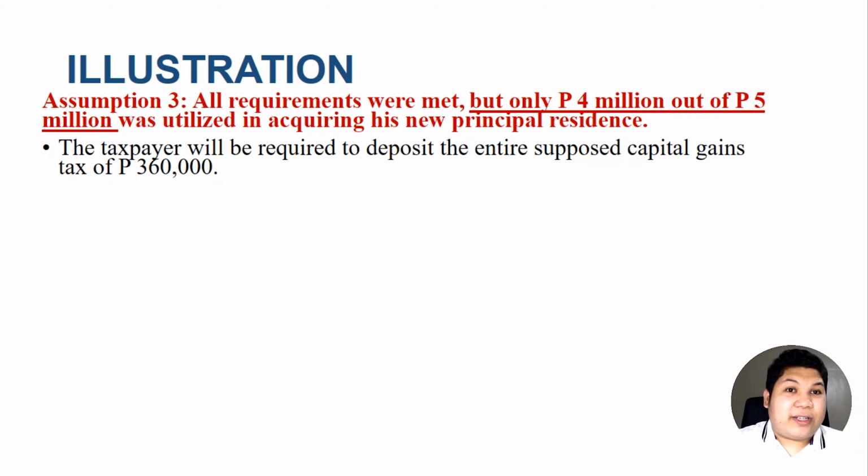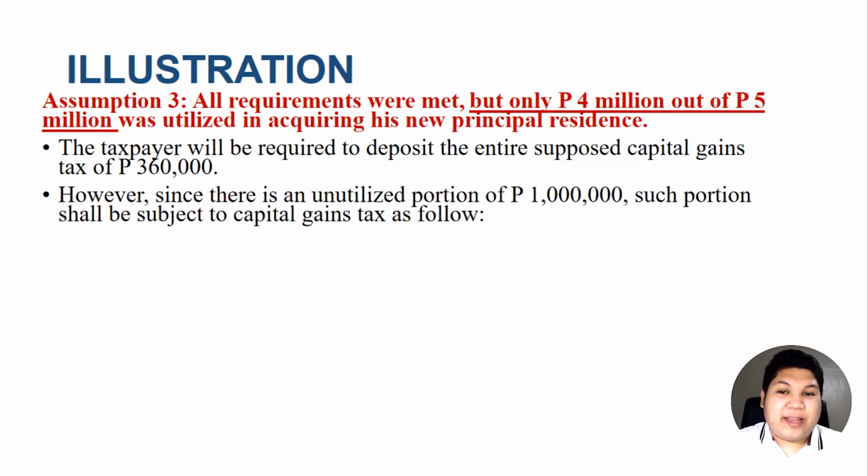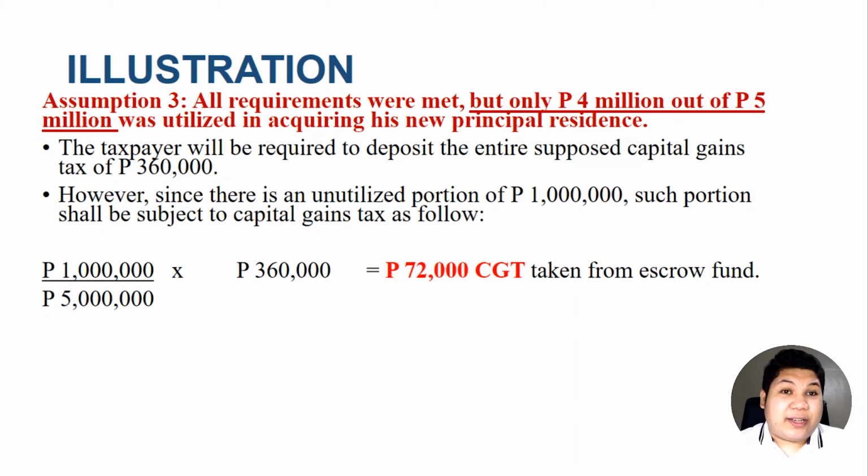And since Napoleon failed to utilize the entire proceeds and only used 4 million out of 5 million, therefore, there is an unutilized portion of 1 million. Such portion shall be subject to capital gains tax. And the capital gains tax is computed as follows. So we have 1 million, the unutilized portion, divided by the entire proceeds, that is 5 million, times the capital gains tax, 360, that would be 72,000 pesos.